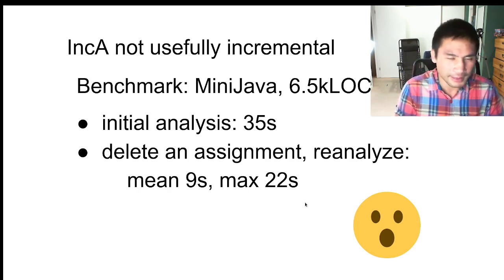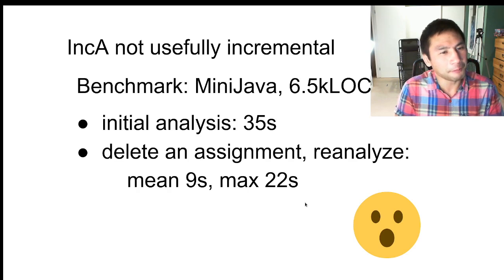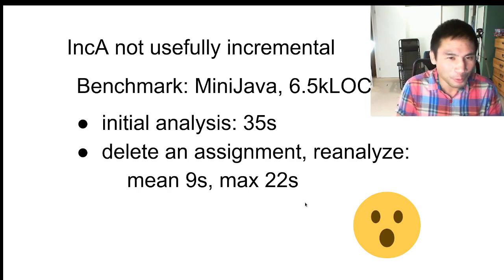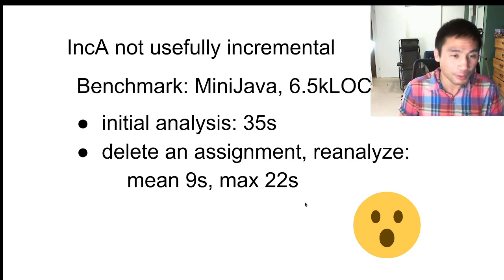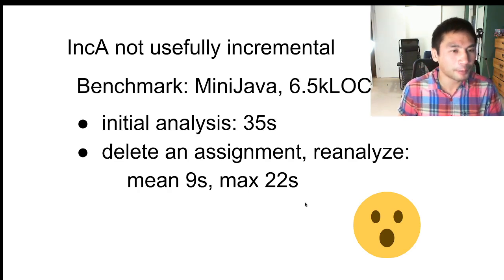this compiler that's 6.5 thousand lines of code. And they did some analyses on it, and that took 35 seconds to run initially. And then they tried to run it in incremental mode, and they deleted an assignment and reanalyzed, and that took a mean of 9 seconds, which is way too slow for IDE usage, and a maximum of 22 seconds. This works for CI use, continuous integration, but it definitely does not work for interactive use, right? CI is good, but it's not what they're aiming for.